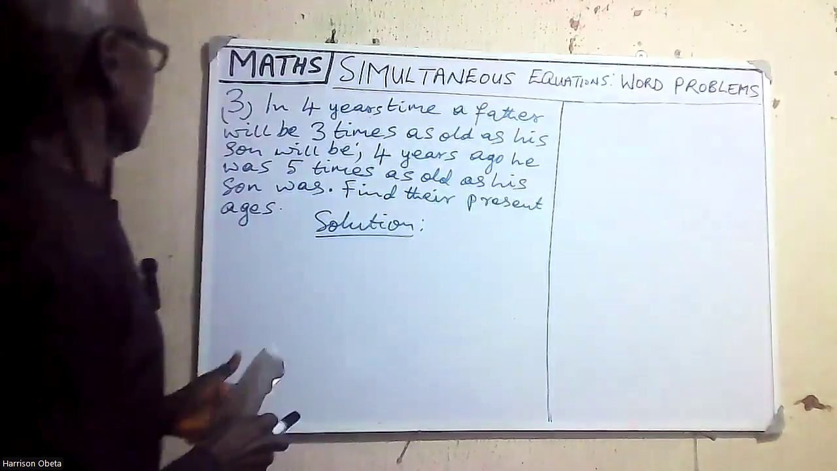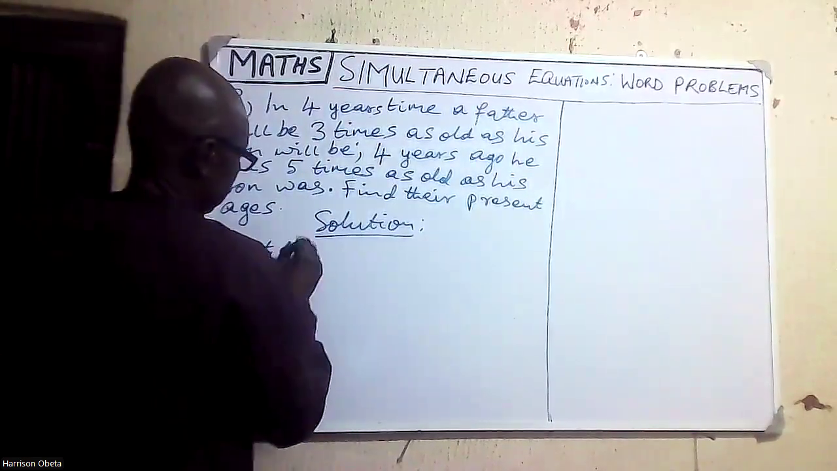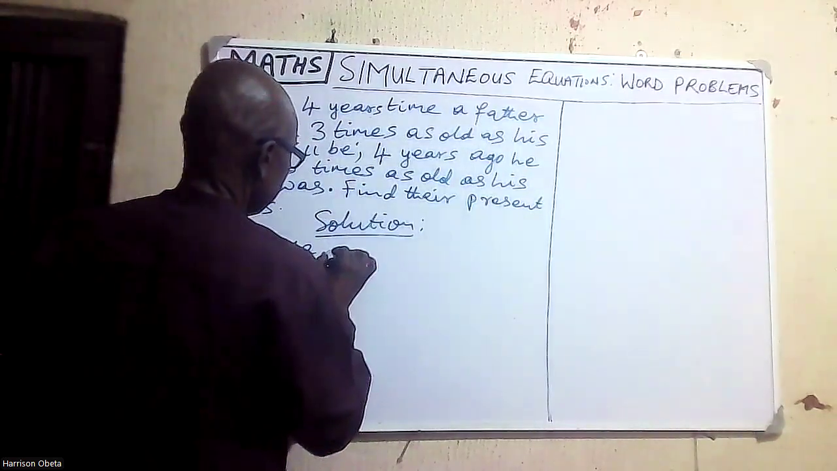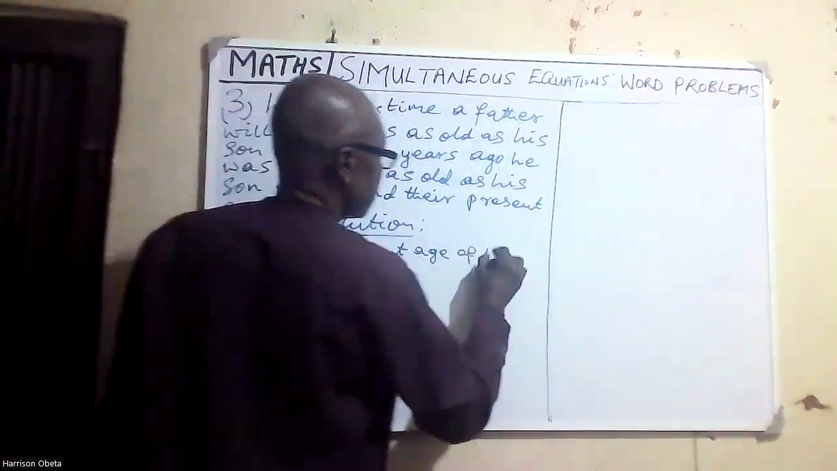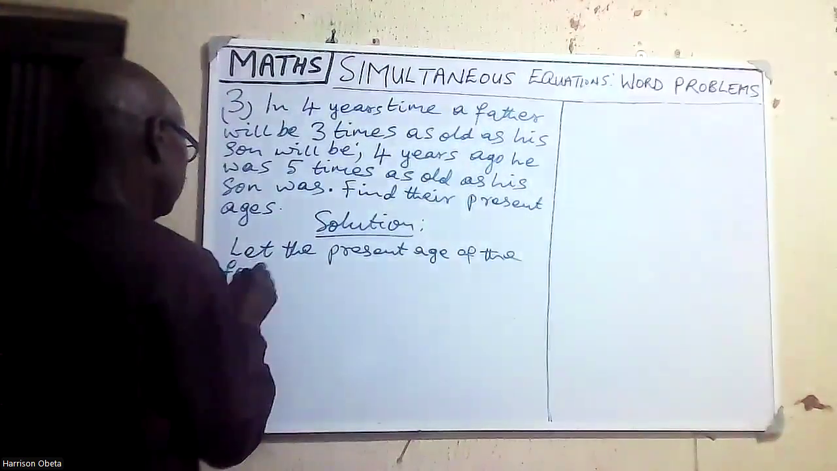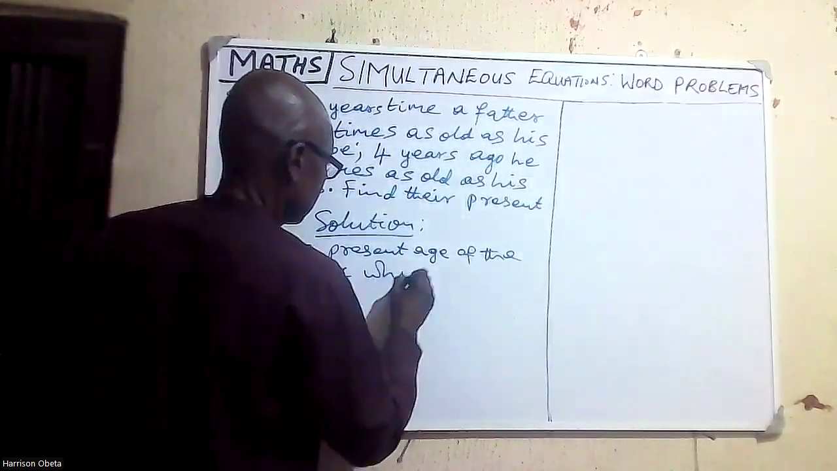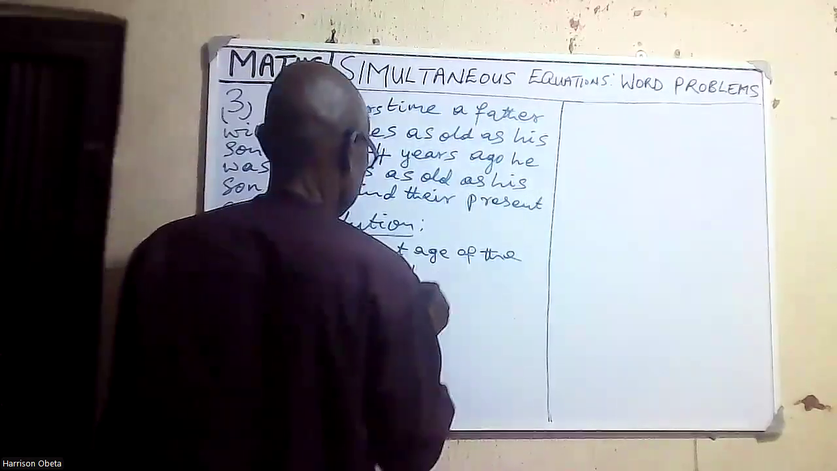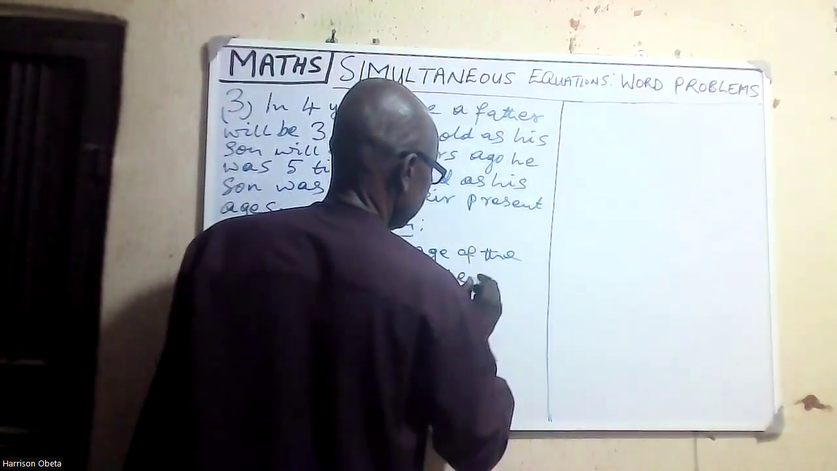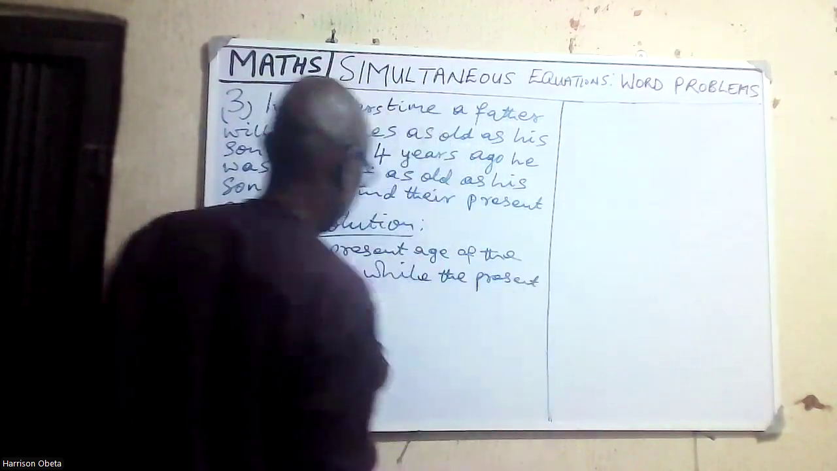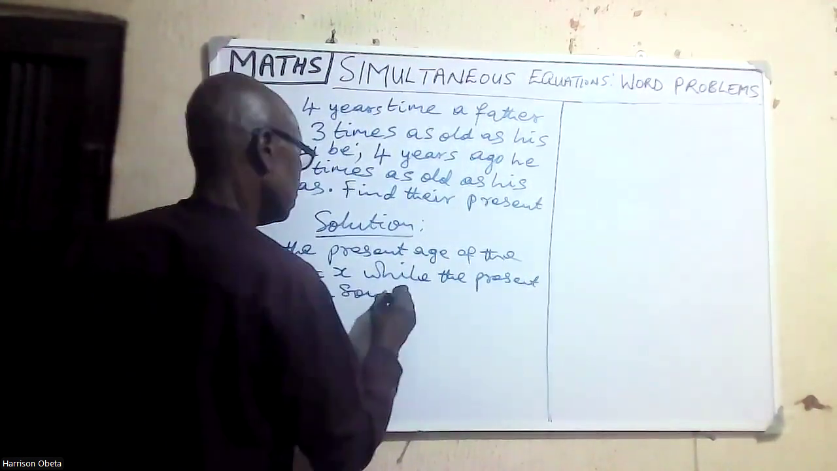Now, according to the question, in 4 years' time. So we start by saying, let the present age of the father equal to x, while the present age of the son equal to y.